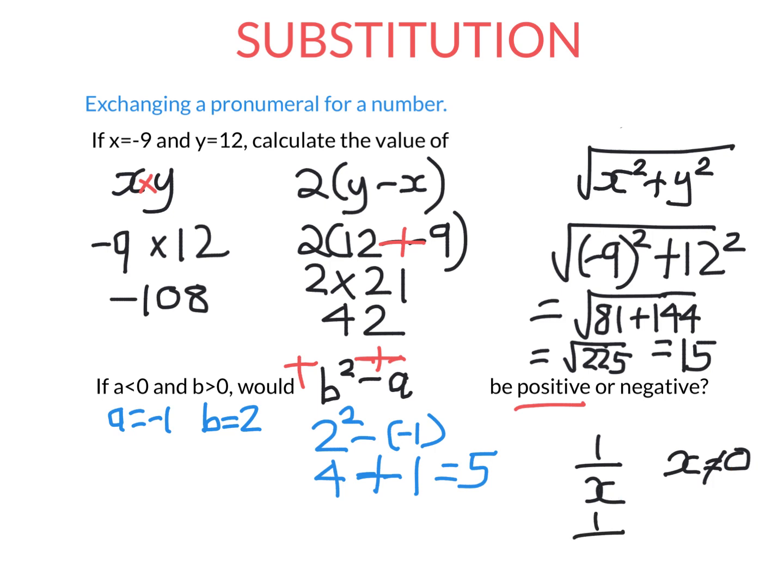So for example, if I had 1 over x minus 3, I can't substitute x for 3. Why not? Because if x was 3, I'd get 1 divided by 0, which you cannot do. You can't divide by 0, you can't square root a negative number, so just be aware of that when you're performing substitution.